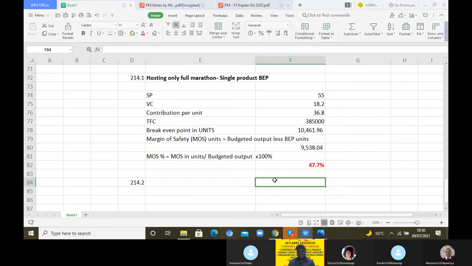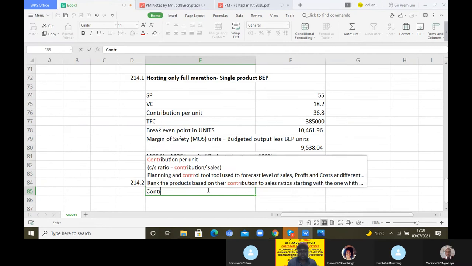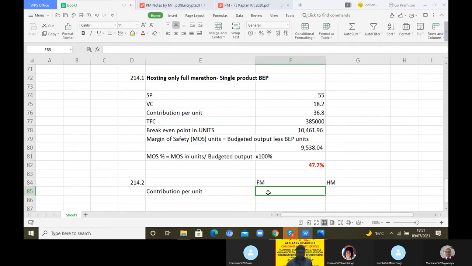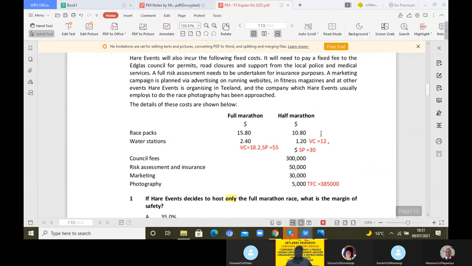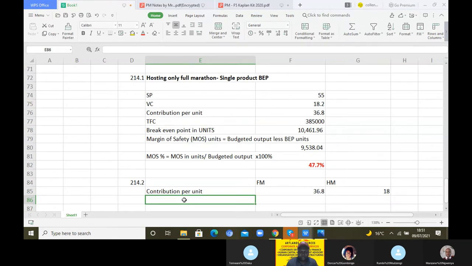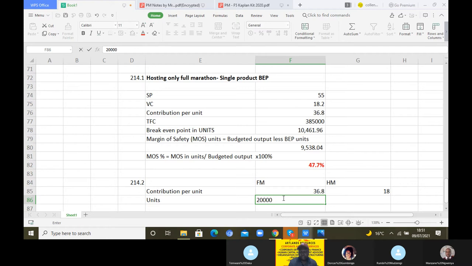So what we then have to do in this case is, you say full marathon, these are the two products we have, and we have got a half marathon. So you say contribution per unit. Contribution per unit for full marathon, we have calculated it above, it's 36.8. For half marathon, remember, the selling price is 30 and variable cost is 12. So you simply say contribution per unit equals 30 minus 12. So we now have contributions, and then units. We had budgeted to sell 20,000 and 14,000 tickets.